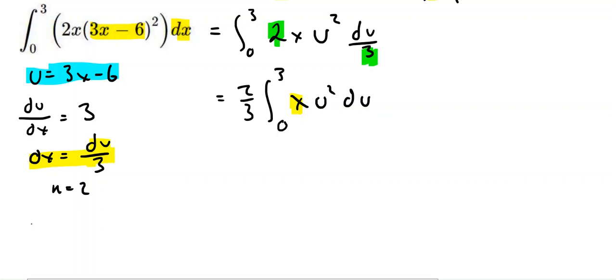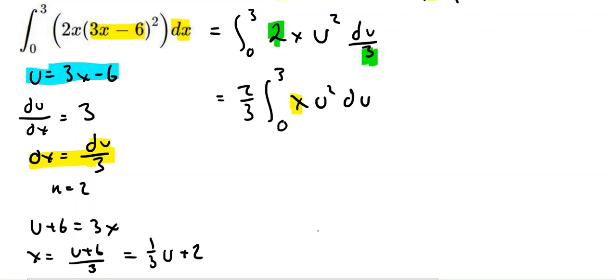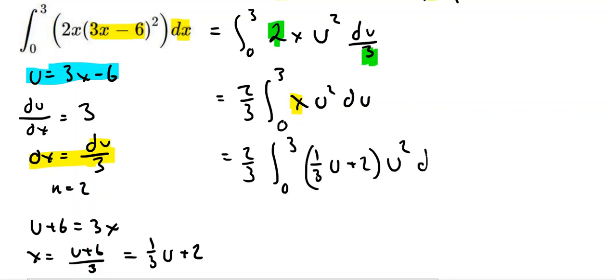So I would have u plus 6 is equal to 3x, or x is equal to u plus 6 divided by 3, or I would say 1/3 u plus 2. So let's do some substitution. 2/3, the integral from 0 to 3. x is now 1/3 u plus 2 times u squared du.